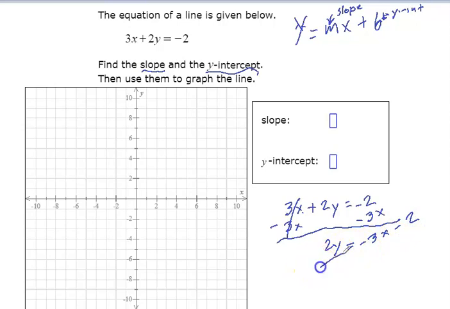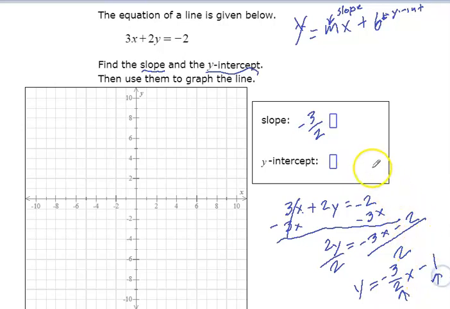Then finally, to get y by itself, we can divide each side by 2. So we have y is equal to negative 3 divided by 2, which would be a negative 3/2 x. Then negative 2 divided by a positive 2 would be a minus 1, or negative 1. So from that, we know our slope would be a negative 3/2, and then our y-intercept would be a negative 1.